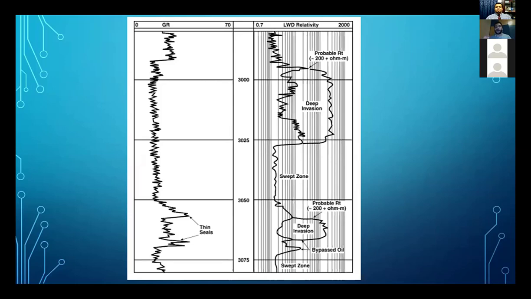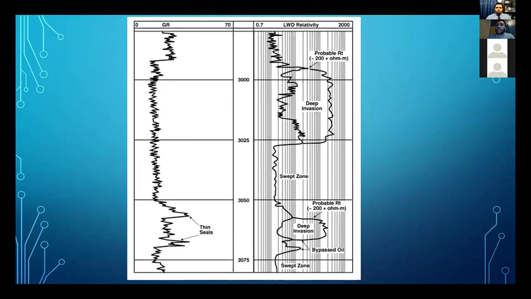So why do we use logging while drilling if we can already wait for tripping out? This example is very interesting because logging while drilling is done within 1 to 4 hours of drilling, while wireline is 1 to 4 days. So in this example, comparing logging while drilling with wireline logging, you can see the invasion of water, or a very resistive mud invasion, is not yet complete when drilled.